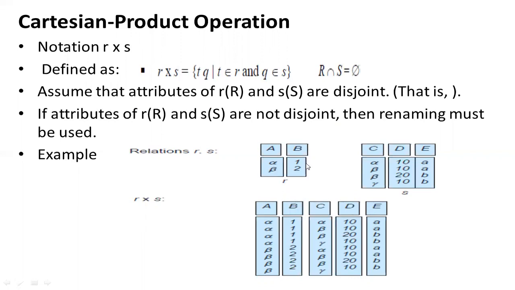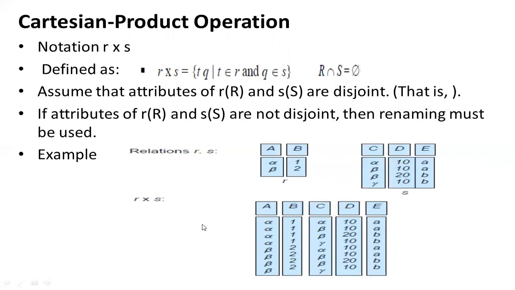So alpha 1 with alpha 10 A, then alpha 1 with beta 10 A, alpha 1 with beta 20 B, and alpha 1 with gamma 10 B. Once this multiplication is over, you will be taking the second record of your first relation and multiplying it with all the records of your second relation. So beta 2 alpha 10 A, beta 2 beta 10 A, beta 2 beta 20 B, and beta 2 gamma 10 B. This is how we perform the Cartesian product in the database management system.